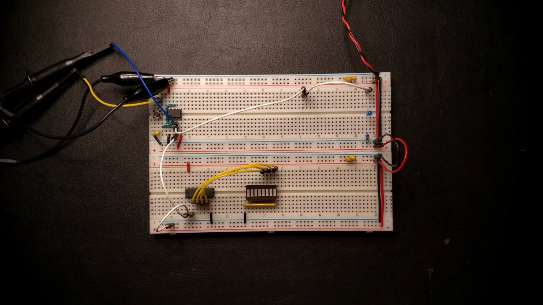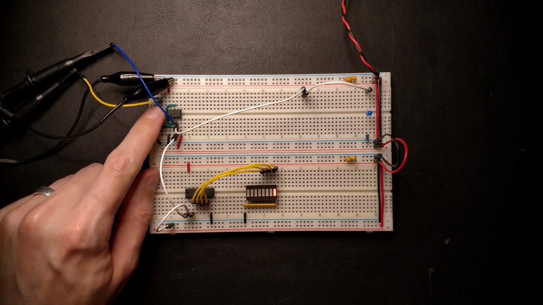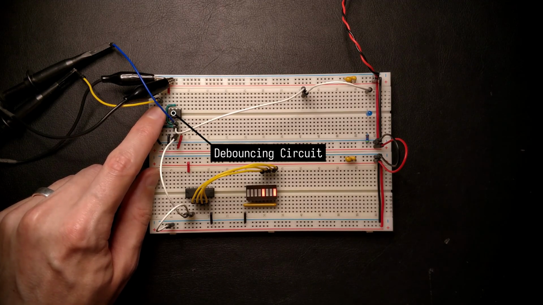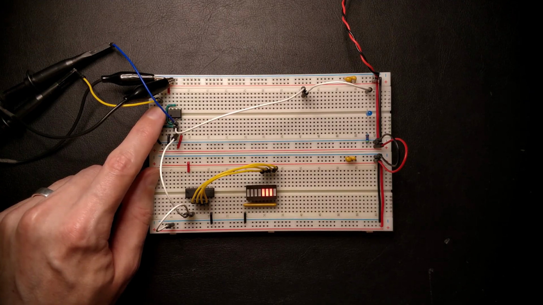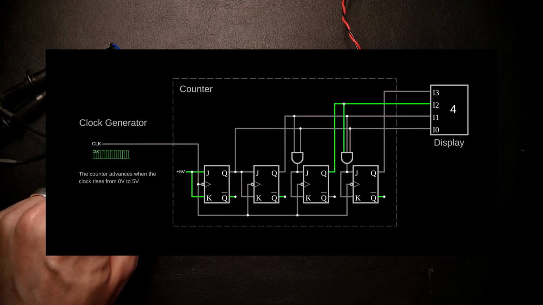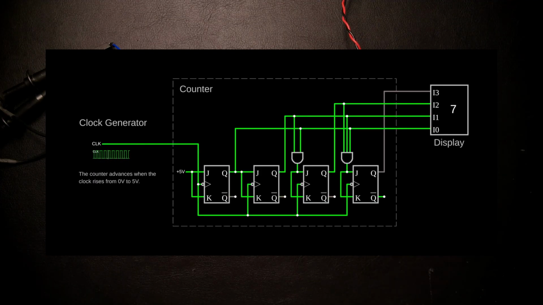In the last video, we came up with a way to generate individual clock pulses from a single button. But as it turned out, the button on its own doesn't really create a clean clock signal. So we ended up adding this debouncing circuitry here, which makes sure we only get a single clock pulse per button push. Next up, I'd like to look at adding a clock that runs on its own without me having to constantly push a button.